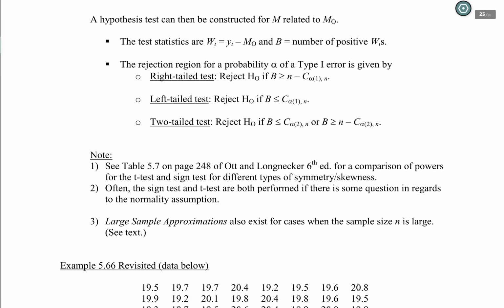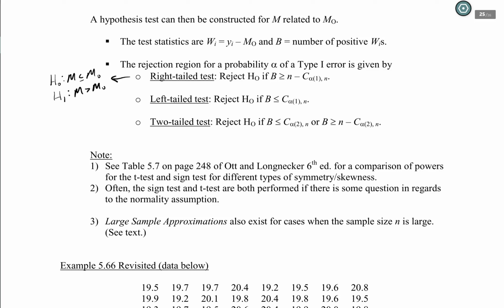They can be used to construct the rejection region for various tests of hypotheses. So a hypothesis test is then constructed for M relating to M naught in this way. We look basically at B, which is the number of data values bigger than M naught, and the rejection region is determined as follows. Now if we have a right tail test, the null hypothesis is that M is less than or equal to M naught, and the alternative is that M is greater than M naught.